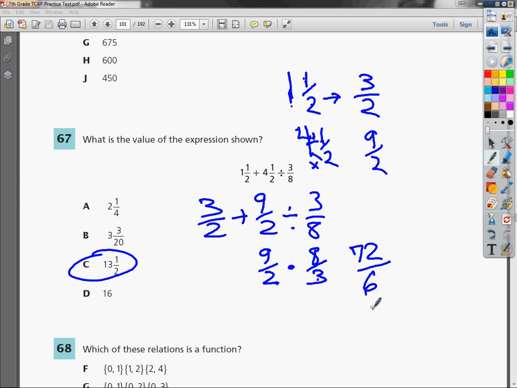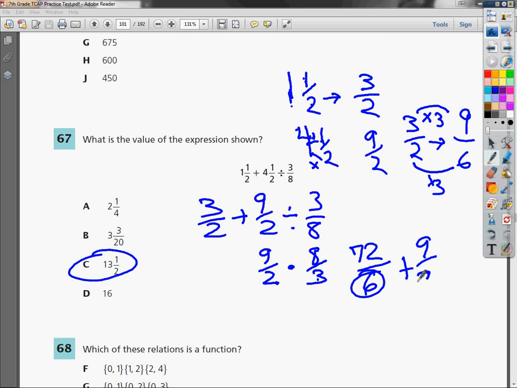I'm going to add that to 3 over 2, but I can't use 3 over 2 in the place that it is because I need to have a common denominator of 6. So I'm going to change the denominator of 2 to 6. In order to do that, I do 2 times 3. If I do it on the top, got to do it on the bottom. 3 times 3 is 9, so instead of 3 halves, I'm going to do 9 over 6. Now, I just keep the denominator here, so I have 6. 72 plus 9 is, of course, 81, sorry.